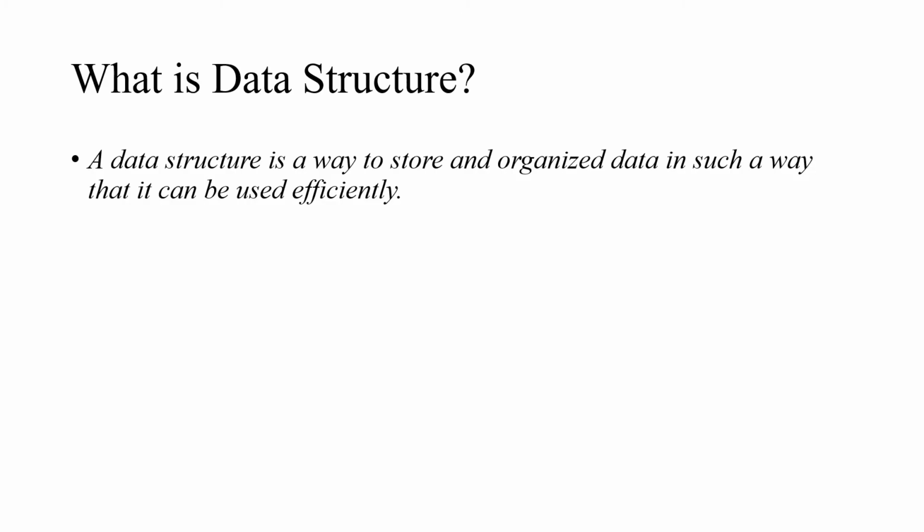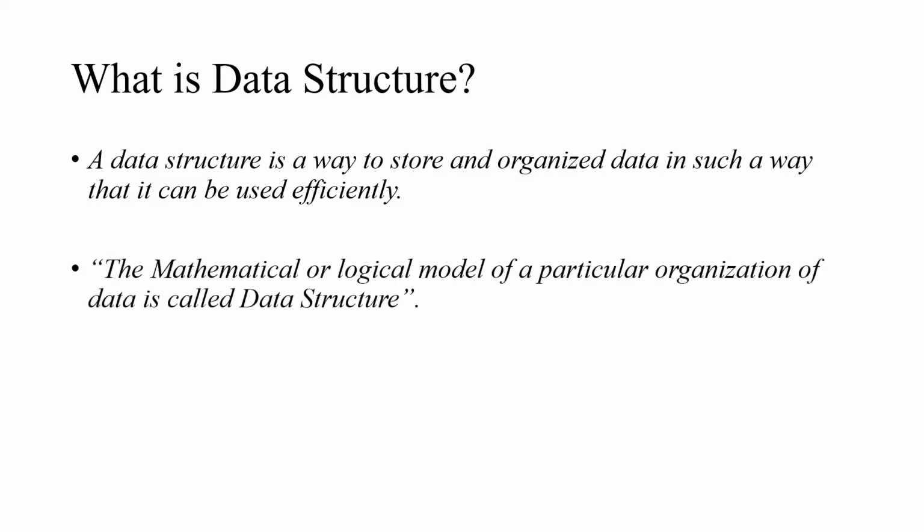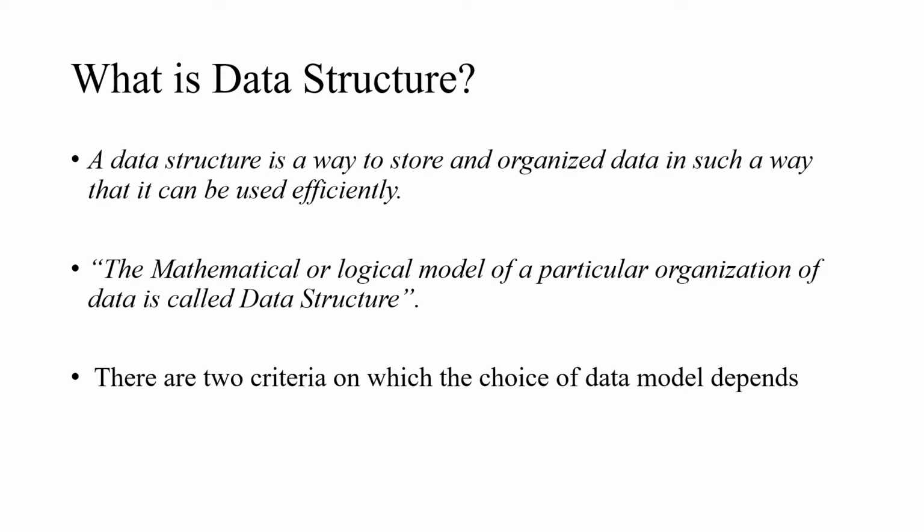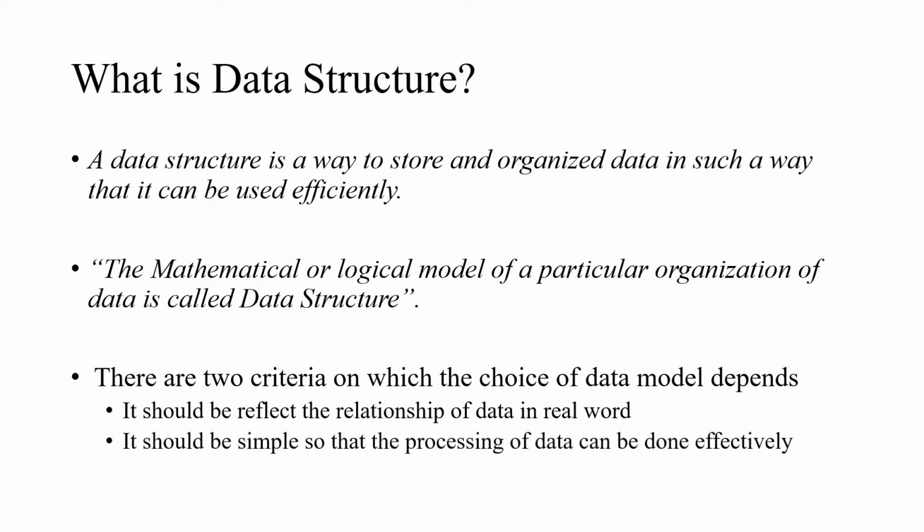In computer science, we can say that a mathematical or logical model of a particular organization of data is called a data structure. There are two criteria on which the choice of data model depends. First, it should reflect the relationship of data in the real world. And second, it should be simple so that the processing of data can be done efficiently.